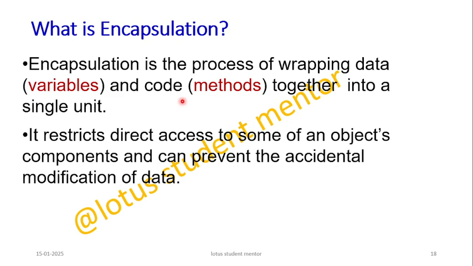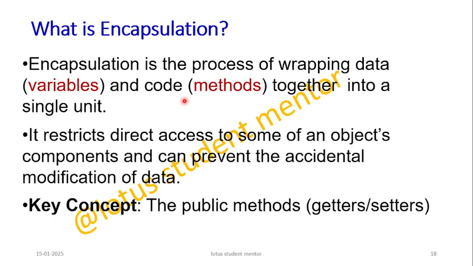When we restrict direct access, what we use is the access modifier: a private access modifier or protected access modifier can be used in the program of encapsulation. Now what is the key concept? Public methods will also be used, which are called getters and setters. The getter and setter words come in public methods, and that concept is related to encapsulation.